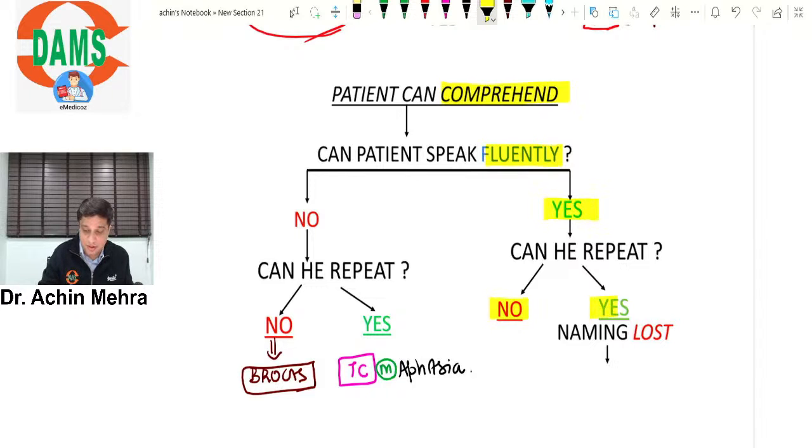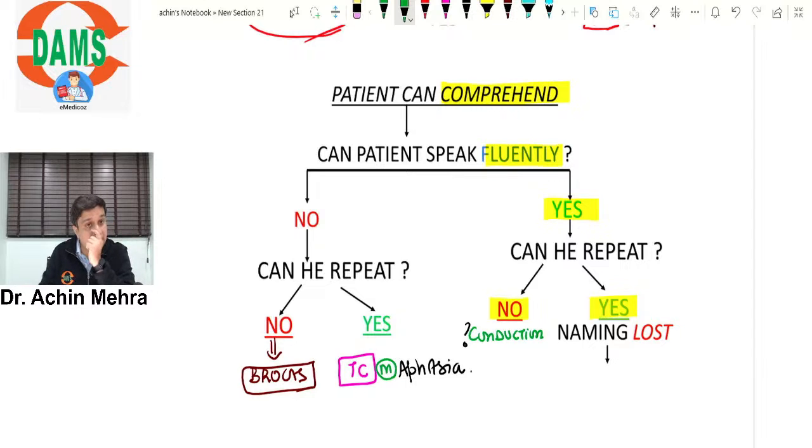Can he repeat or no? He cannot repeat, but he can understand and he can speak. Tell me, what aphasia is this one? He can understand, he can speak, but he cannot repeat. Yeah, the conduction aphasia.